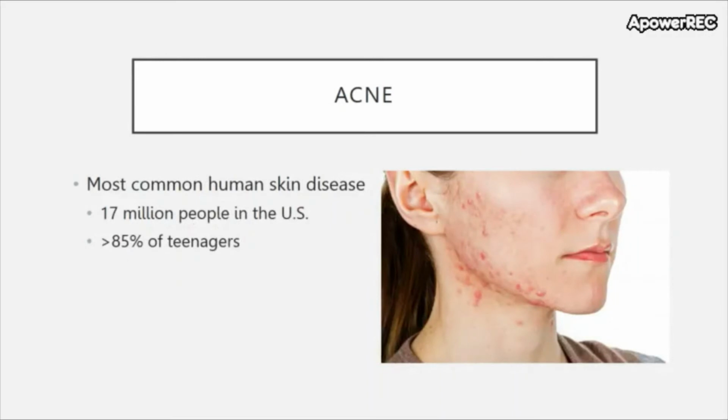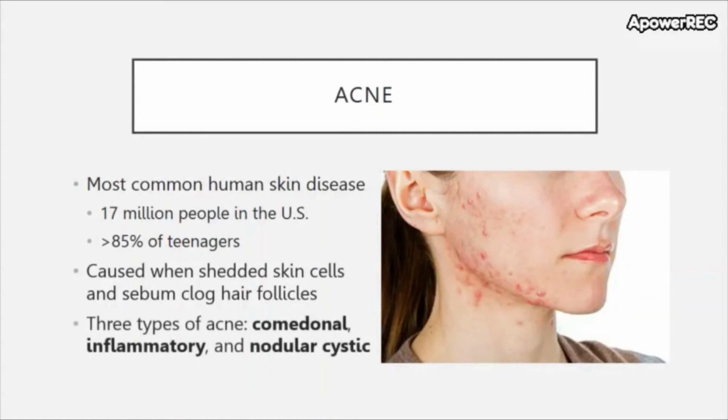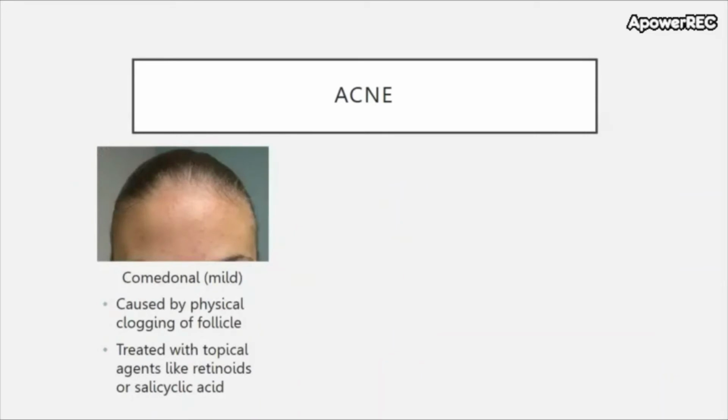And now let's switch gears a little bit and talk about the most common type of skin infection, and that is acne. It affects 17 million people in the United States, and greater than 85% of teenagers have it. It's caused when shedded skin cells and sebum clog hair follicles. There are 3 types of acne. There's comedonal, inflammatory, and nodular cystic. Comedonal is a mild form of acne which is caused by clogging of the follicle, and it's treated typically with topical agents like retinoids and salicylic acid.